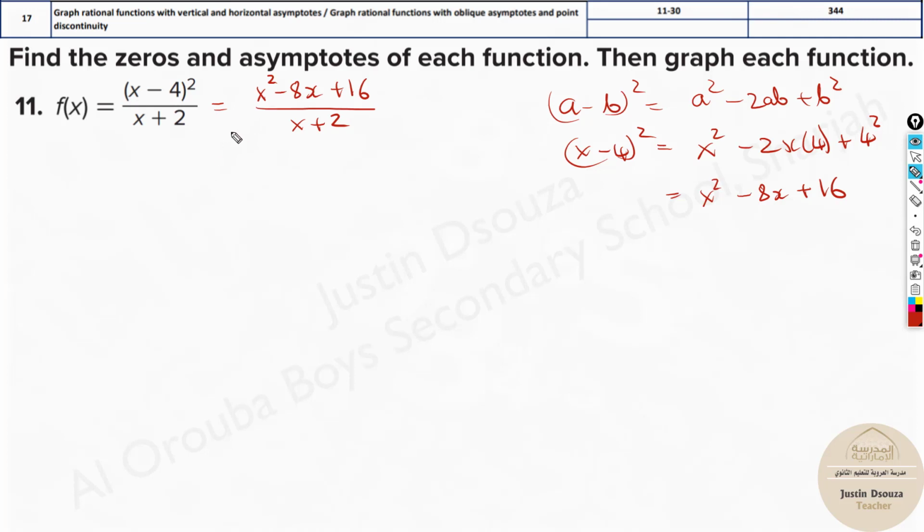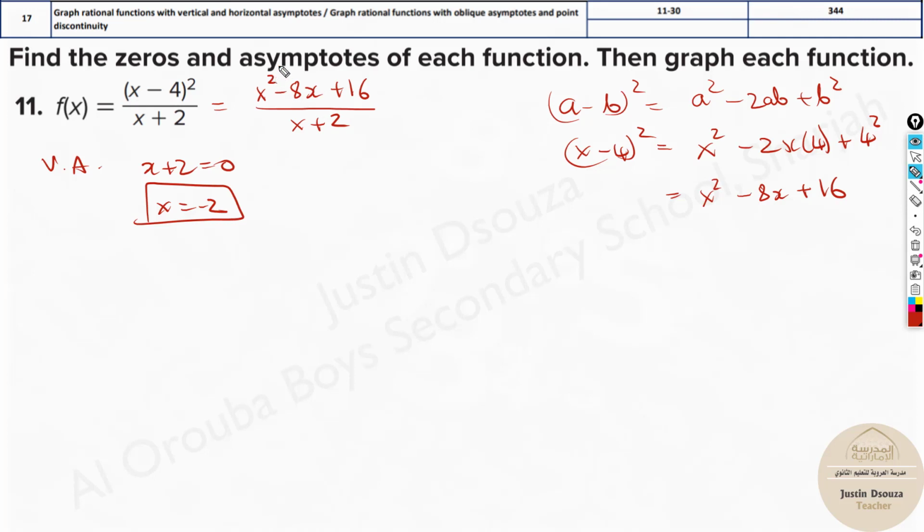Now we will come to that in a while, but before we graph it, we need two important things. The vertical asymptote is always the denominator made equal to 0. So for the vertical asymptote, I just make x plus 2 equals 0, so x is equal to minus 2. This is our vertical asymptote. So in our graph, at x equals minus 2, there will be an asymptote.